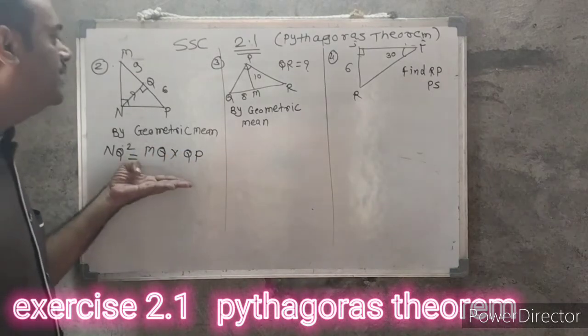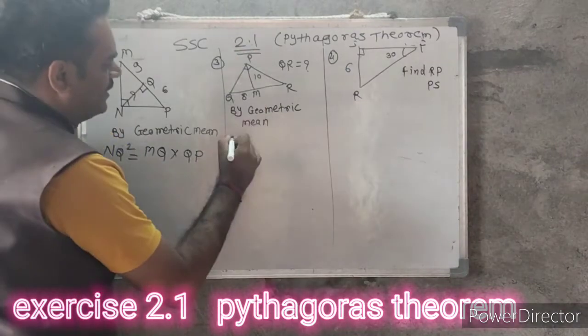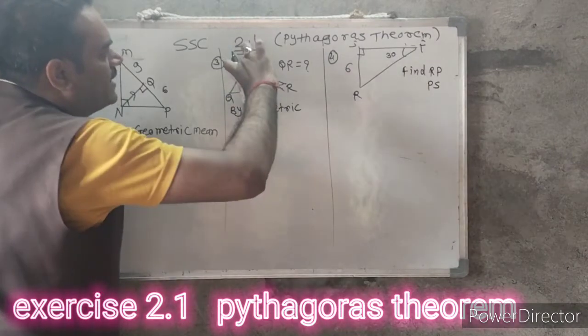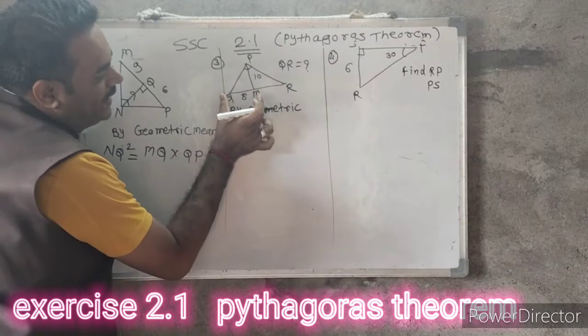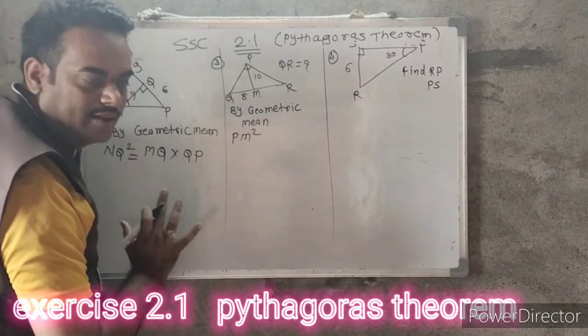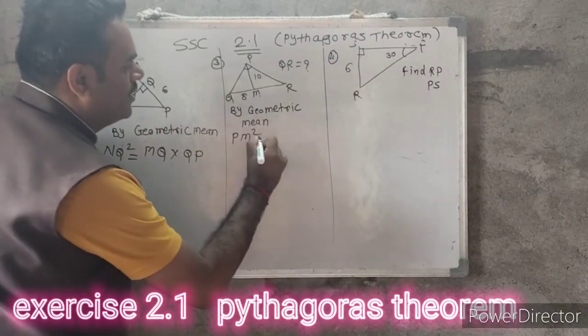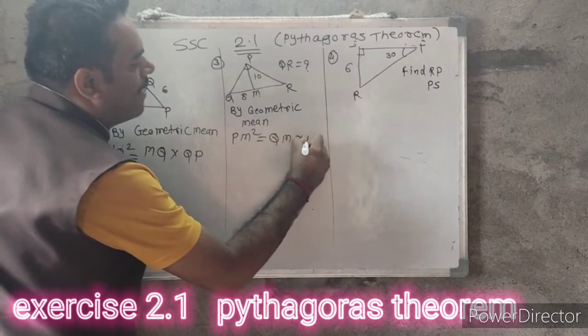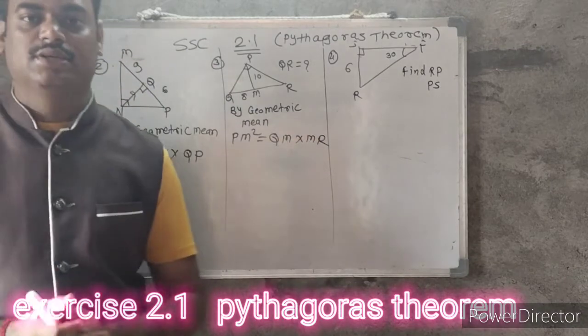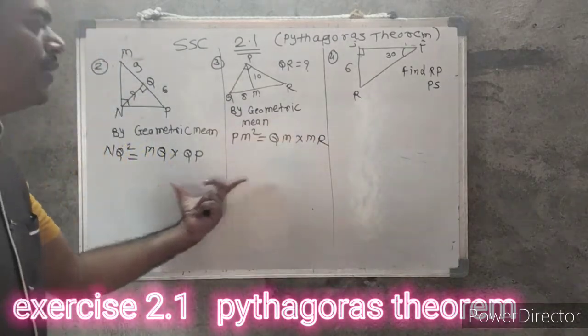Here, in the same way, PM squared, the middle line squared, is equal to QM into MR. This is your geometric mean, QM into MR. That means these are the formulas. So this is the theory behind it.